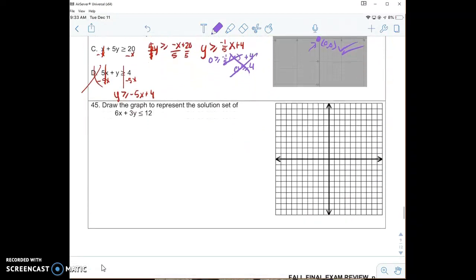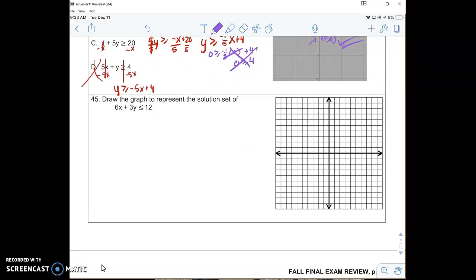Number 45, draw the graph to represent the solution set of 6x plus 3y is less than or equal to 12. I'm going to get this into slope-intercept form. I'm starting by subtracting 6x on both sides. 3y is less than or equal to negative 6x plus 12. And I divide everything by 3. Y is less than or equal to negative 6 divided by 3 is negative 2x. 12 divided by 3 is positive 4. My y-intercept is 4. My slope is negative 2, down 2 over 1.